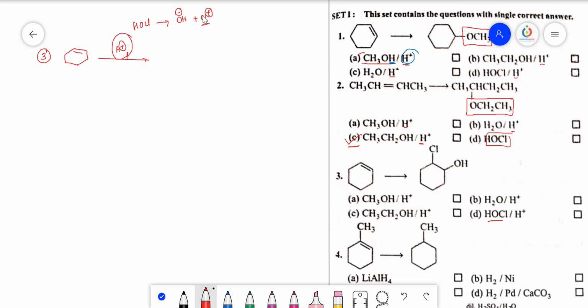And the second thing is the carbon Cl bond is too strong. So here we get the Cl at one place, at another place a positive charge, and in the next step OH minus ion attacks over this positive charge and gives our required molecule like this. Hence option D is correct.